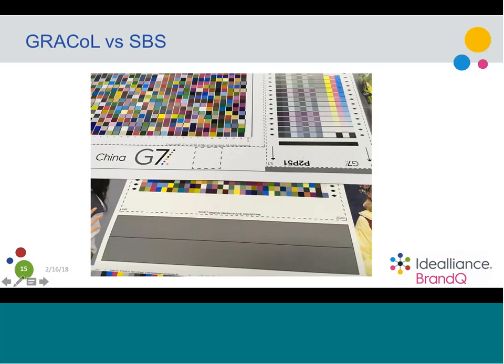So if you look down here, that's an SBS, and up here is regular graphical. Those are the type of color differences we're talking about. Just that alone is enough to cause a pretty big color shift where proof-to-press match becomes impossible.